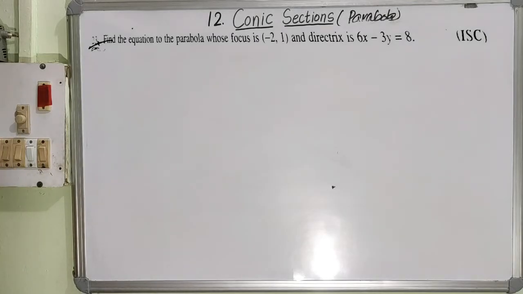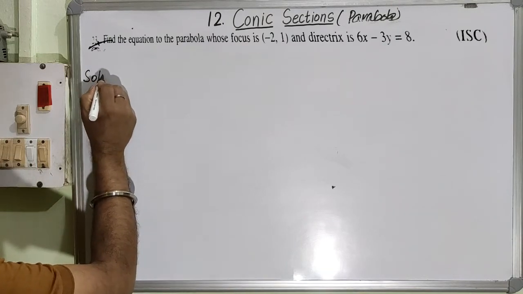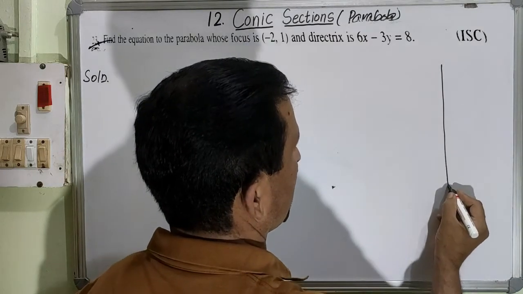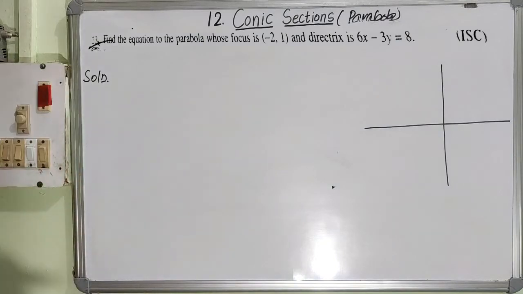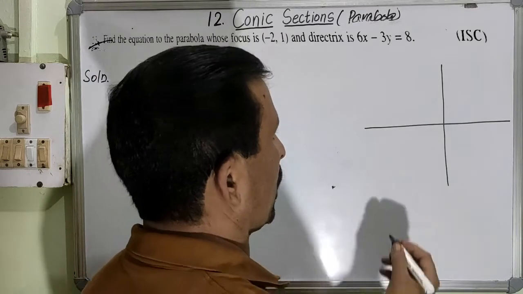Question number 23 says, find the equation of the parabola whose focus is -2 and 1 and the directrix is 6x minus 3y is equal to 8. Right? So let us see how we do this question. Solution, question number 23. Let us draw our coordinate axes. Now according to this coordinate, the focus is given as -2 and 1.